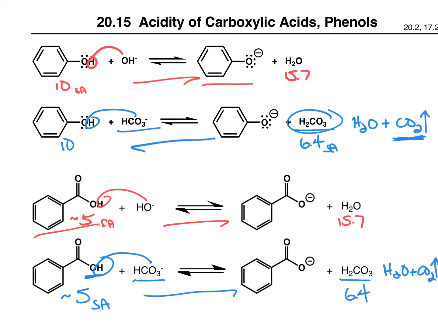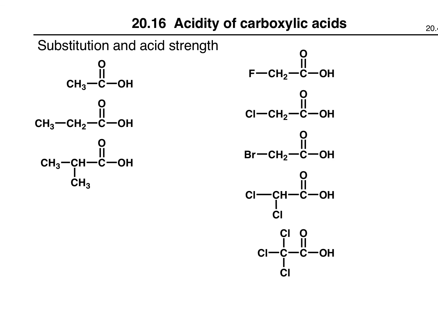Next, let's think about how structure affects acid strength. So we can compare acetic acid, propanoic acid, and 2-methylpropanoic acid. And so here we are adding an extra methyl group, here we are adding yet another methyl group. And the pKa's are 4.7, 4.9, and 4.8.